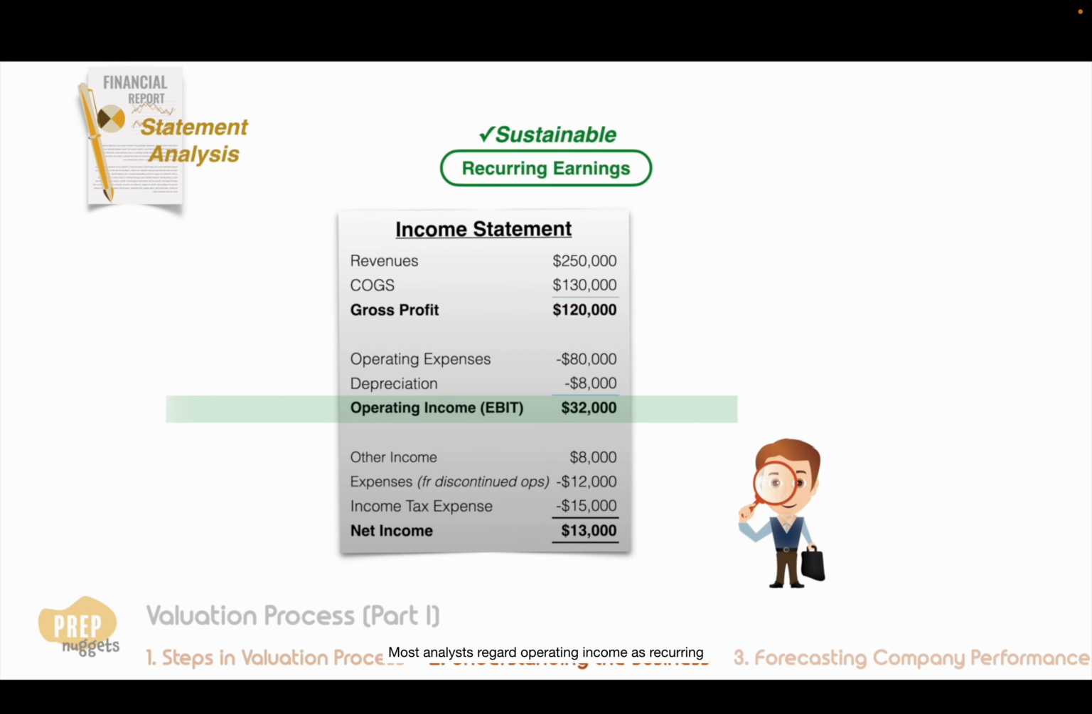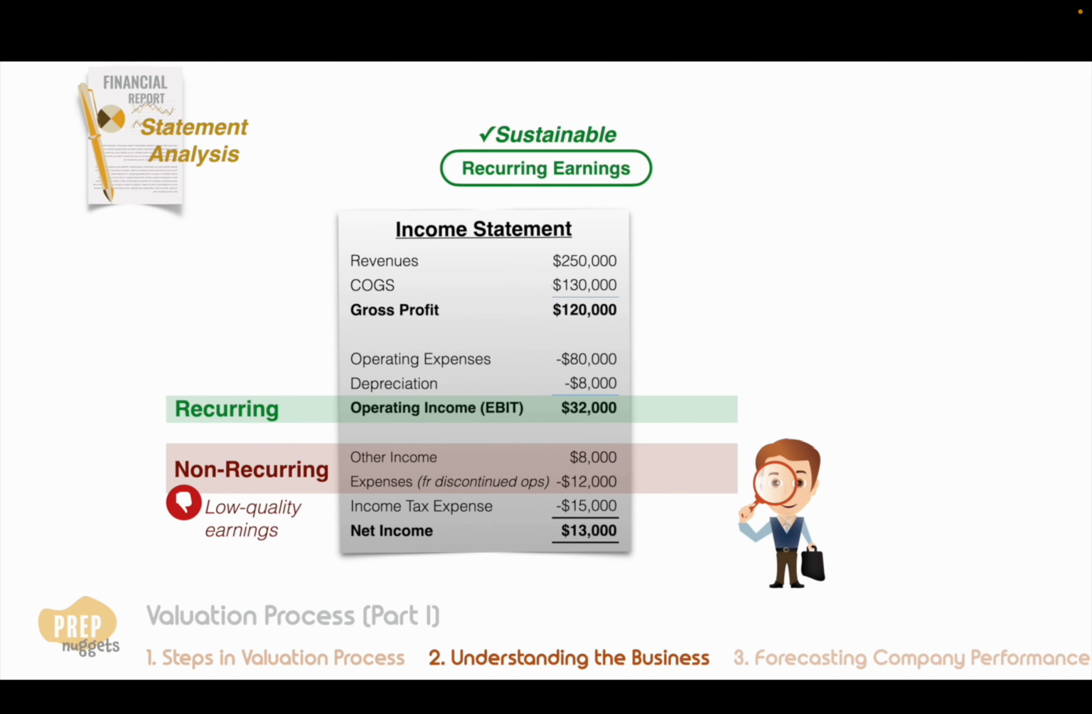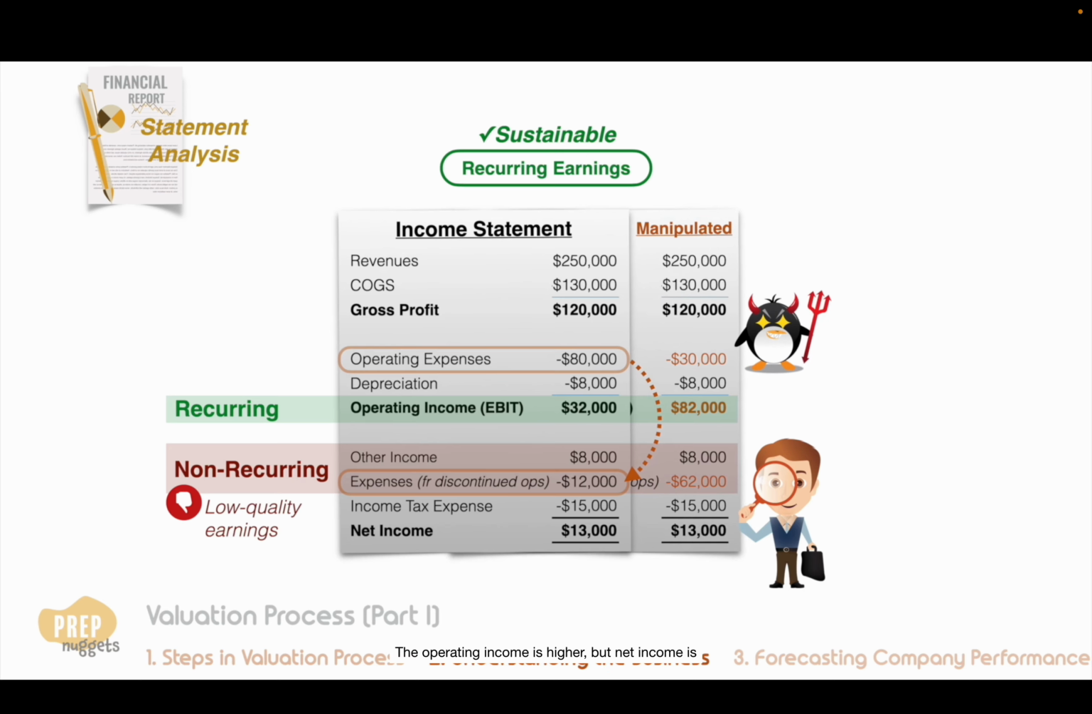Most analysts regard operating income as recurring earnings. The non-recurring items that appear after the line are considered non-sustainable and hence low-quality earnings. However, classification of items as non-recurring can be highly subjective and hence is open for manipulation. Operating expenses are sometimes misclassified as expenses from discontinued operations. The operating income is higher, but net income is not affected. This can give the illusion of high recurring earnings for the company.